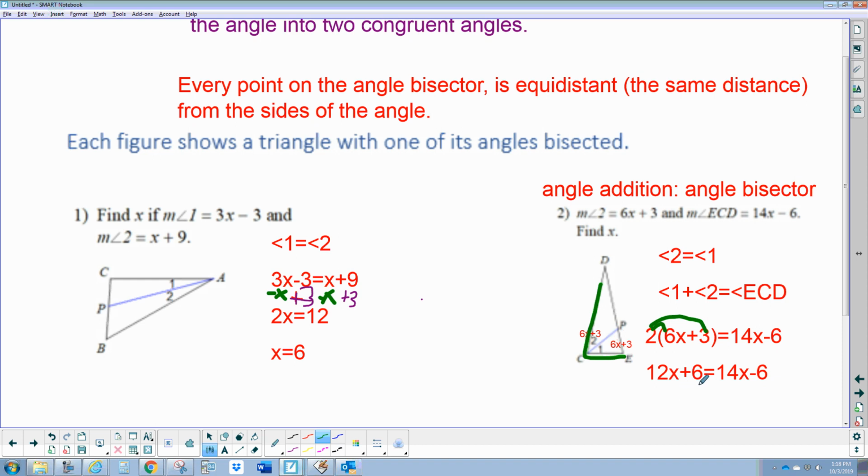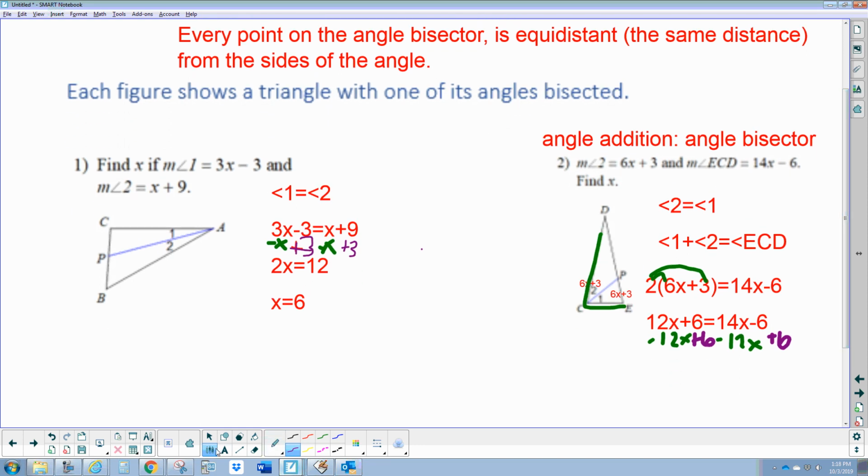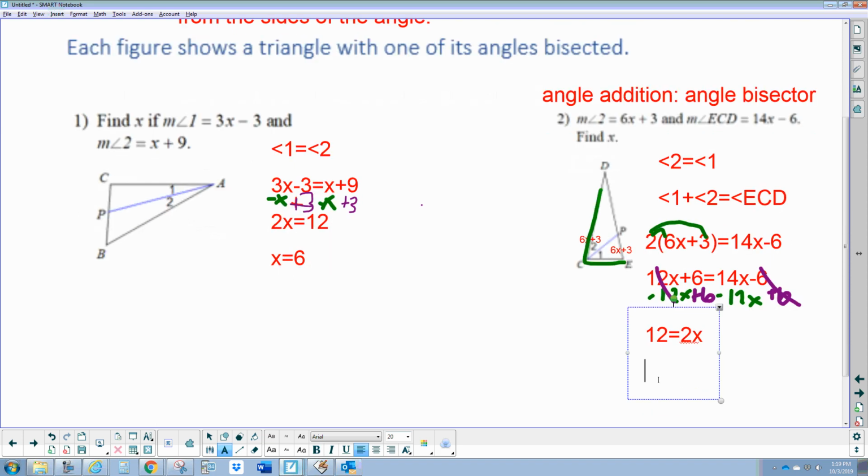And then we can subtract 12x from both sides, and we can also add 6 to both sides. So we're going to move our x's to the right side and our non-x's to the left side. Those two will cancel out, and these two will cancel out, so we get 12 is equal to 2x. We divide both sides by 2, we get x is equal to 6.